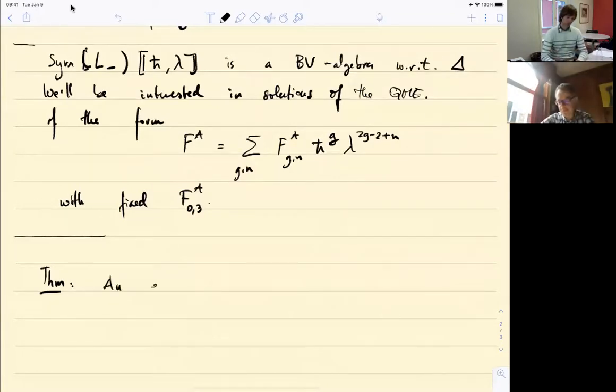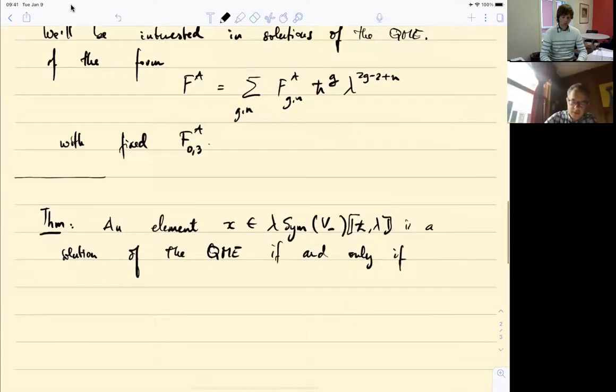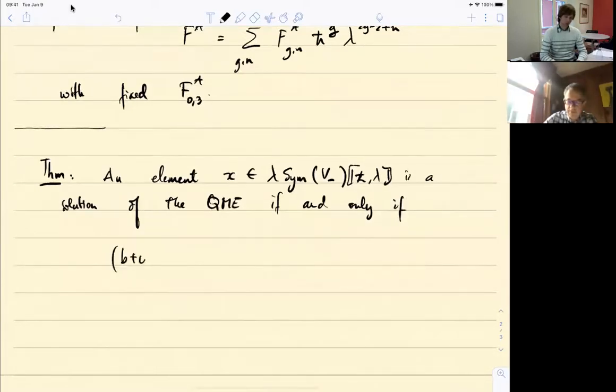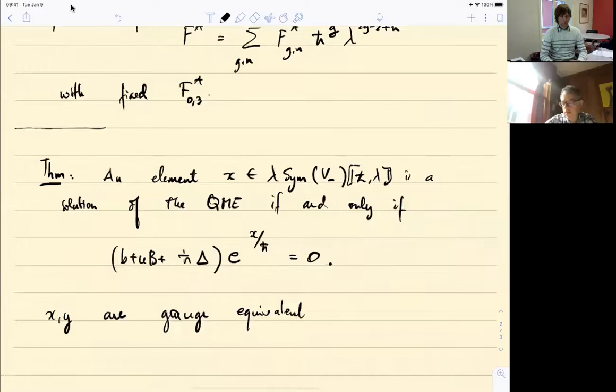An element x in lambda times Sym V, double bracket h bar and lambda, is a solution of the quantum master equation if and only if b plus u b plus h bar delta applied to e to the power x over h bar equals 0. Moreover, x and y are gauge equivalent if and only if the homology class of x equals the homology class of y.